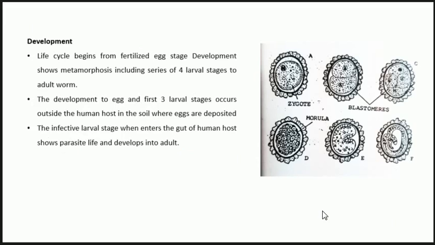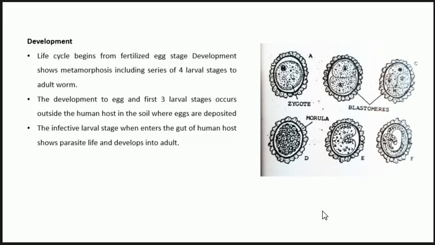Fertilized egg stage development shows metamorphosis, including a series of 4 larval stages to the adult form. Remember, before coming out of the egg, first you have the development of the egg itself: the zygote formation, then blastomere formation, then morula, and further development takes place, and at the end you will have the larva present within the egg. So the development of the egg and the first 3 larval stages occur outside the human host in the soil.